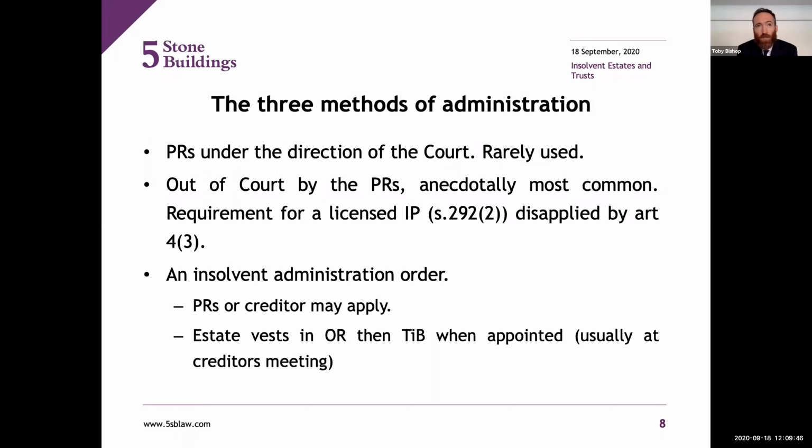Ordinarily, to administer an insolvent estate in relation to a company or an individual who's alive, you must have a licensed insolvency practitioner, and that requirement is at section 292. But Article 4.3 of the 1986 order disapplies that. So the personal representatives, whether they're lay people or solicitors or whatever, can administer the estate even though it's insolvent. And the last way is by an insolvency administration order. So either the personal representatives can apply or the creditors can apply. When the order is made, then the estate vests initially in the official receiver, but then a trustee in bankruptcy, who will be an insolvency practitioner, will be appointed, usually by way of creditors' meeting.